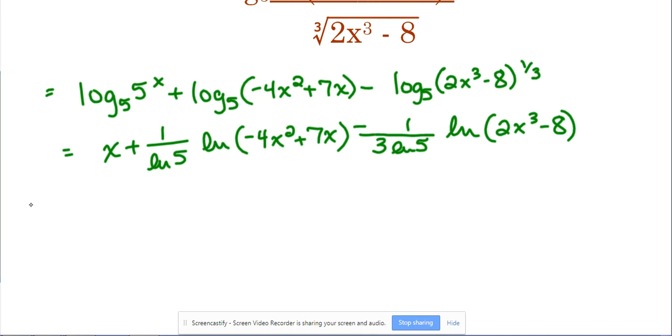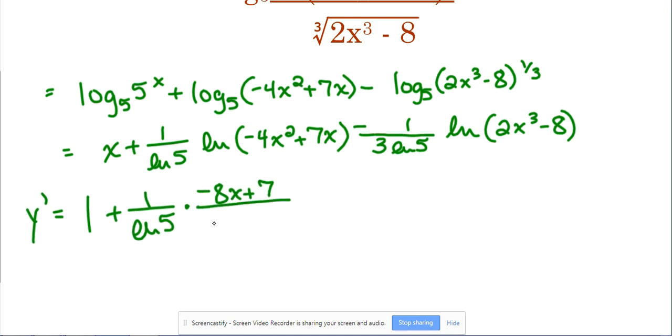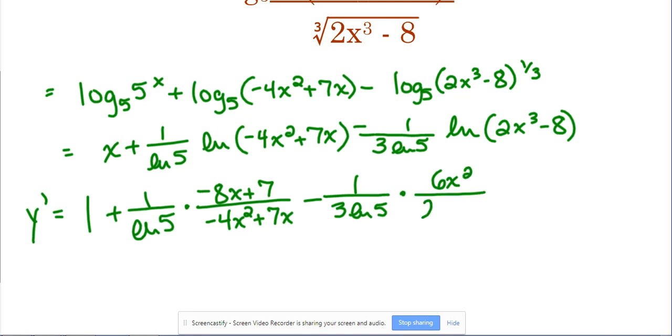Okay, so taking the derivative, we didn't name the function, so I'm just going to go with y prime here. Derivative of x is 1. 1 over the natural log of 5, constant multiple. So derivative of this inside, negative 8x plus 7 over what's in the inside, negative 4x squared plus 7x, minus constant times derivative of what's in the inside, 6x squared over what's in the inside.